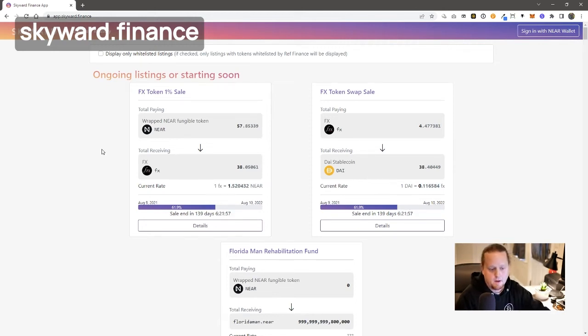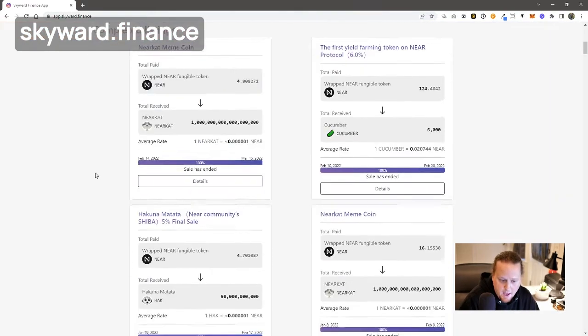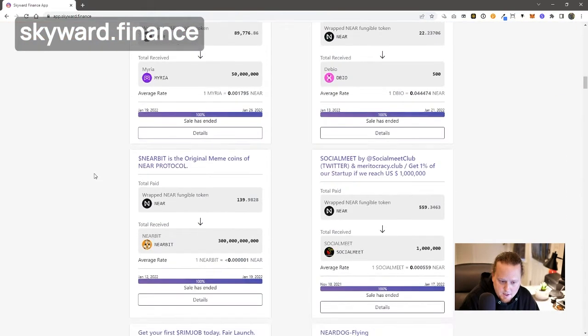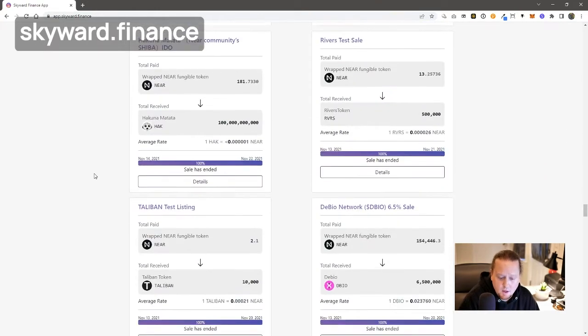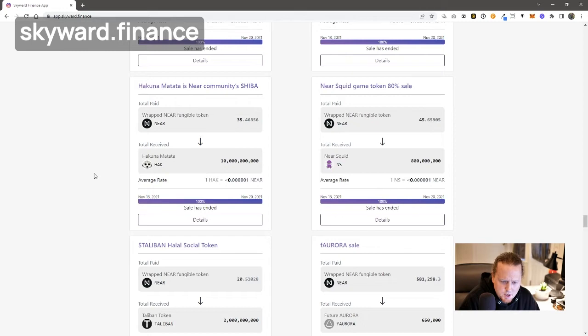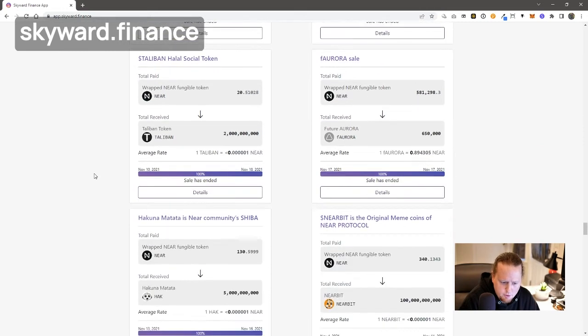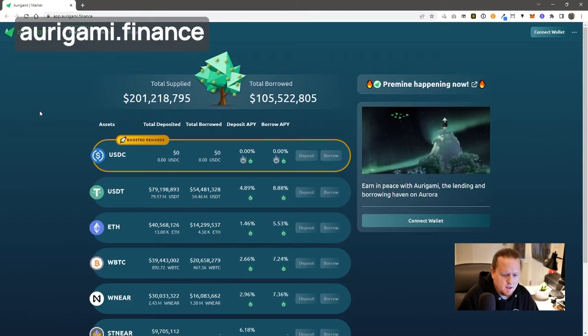However, you can find yourself getting excellent gains if you happen to pick a project through Skyward that launches and that is then successful. And there have been a couple of those projects that have launched on here, such as DBio, Paris. You can see that a variety of projects have launched here and gotten their initial liquidity through this website. The next project that we're going to look at is Aurigami.